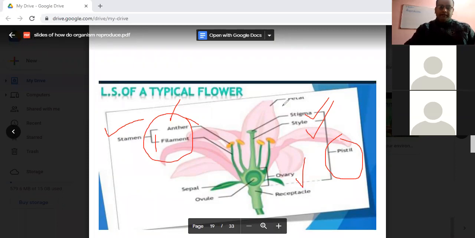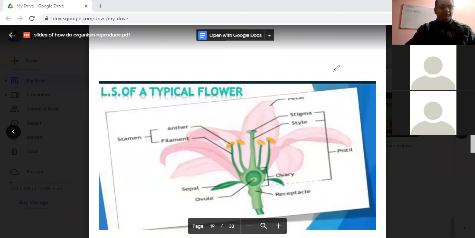Now, petals are the part which attracts insects for pollination. So if we are talking about the reproductive parts of the plant, there are two: the male reproductive part and the female reproductive part. The male part consists of anther and filament, and the female part consists of stigma, style, and ovary.